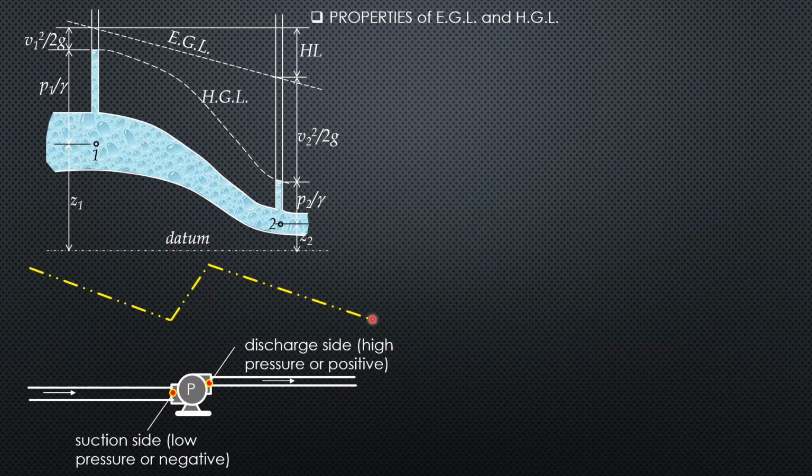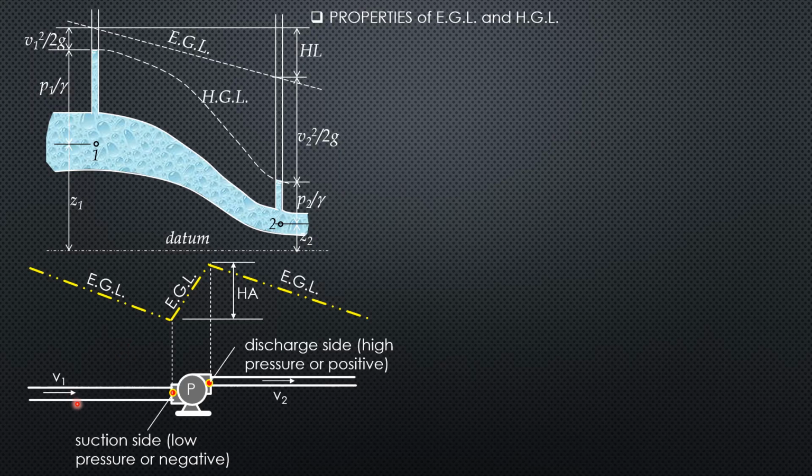The drop in this energy grade line here is due to the pipe friction of this second pipe on the discharge side. Then the hydraulic grade line. So this is, by the way, from suction side to discharge side of the pump. This vertical distance, because it rises, is the head added by the pump.